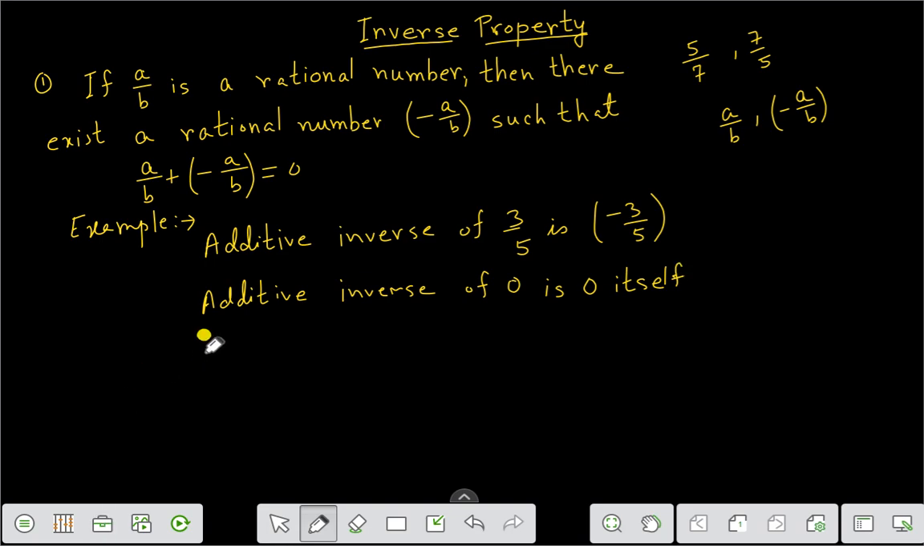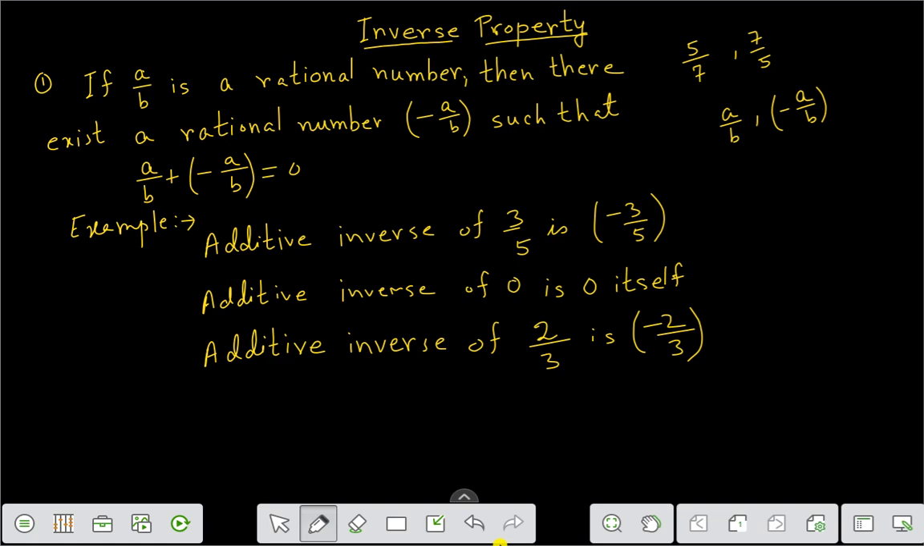Or you can take another example. The additive inverse of 2 by 3 is minus 2 by 3, right? And if we add 2 by 3 with minus 2 by 3, we'll get the result 0. This is the inverse property, or additive inverse, of rational numbers.